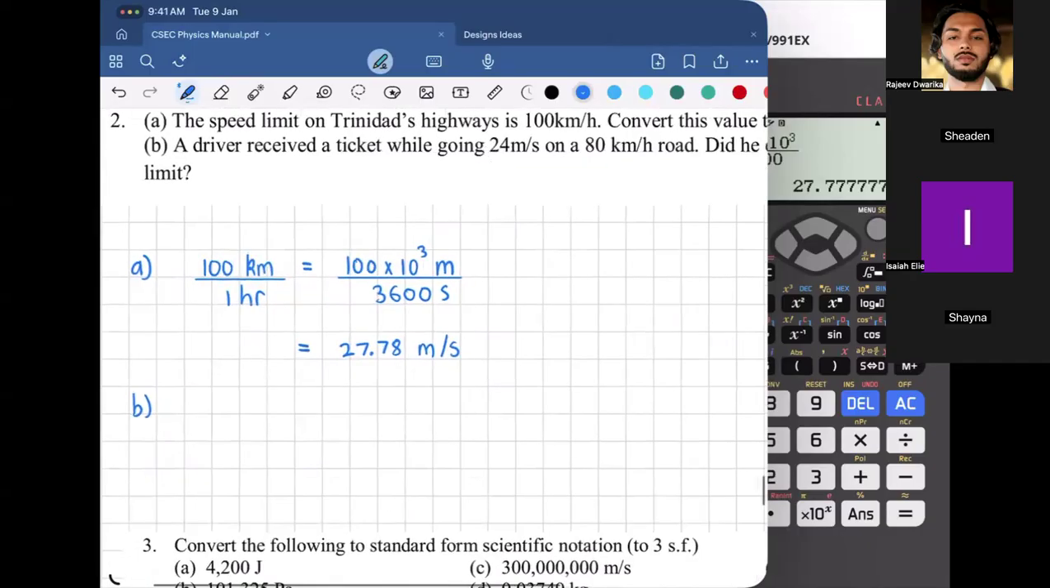For the fun of it, let's try to do the opposite. Let's see if we could convert that to kilometers per hour. The standard thing is to convert it to meters per second, because in physics we always work with SI units. But let's just see if we would be able to do it. So how would we convert 24 meters per second to kilometers per hour? We have 24 meters per 1 second. How would I convert meters to kilometers? Divide by 1,000, so multiplying by 10 to the power minus 3.